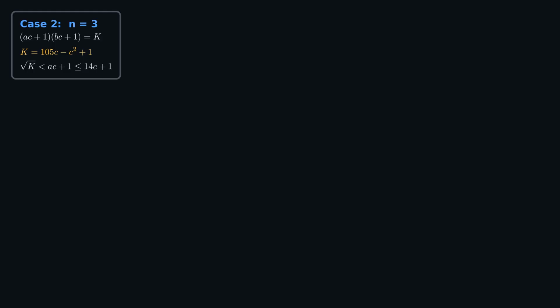So now for each value of C, we have a strict bound on A, and we just have to factor K. So look at subcase 1 when C equals 1. In this case, K equals 105, which equals 3 times 5 times 7. And the square root of K is bigger than 10.